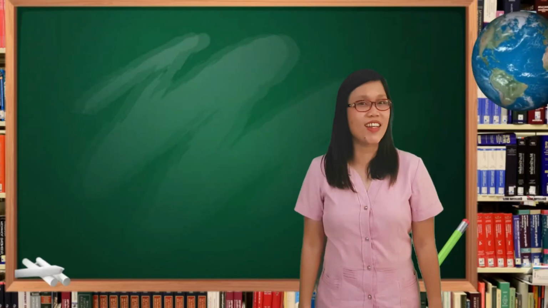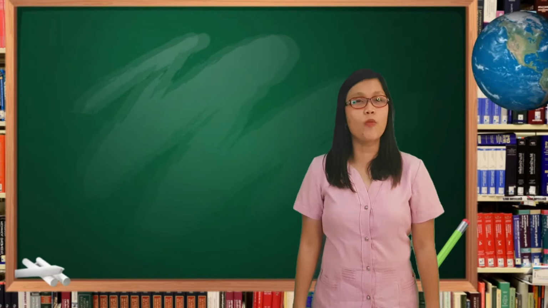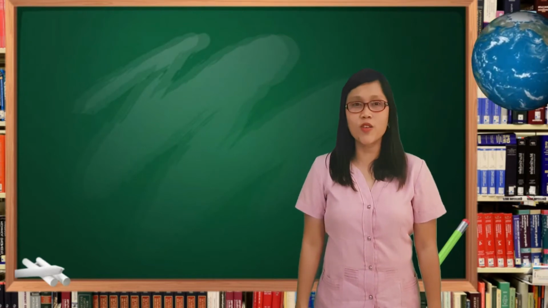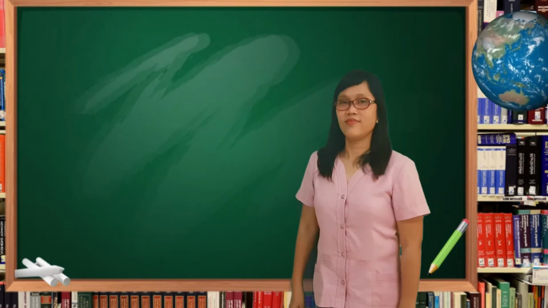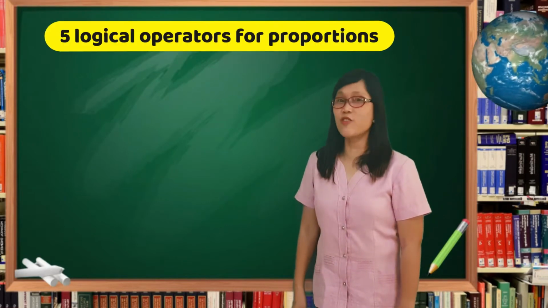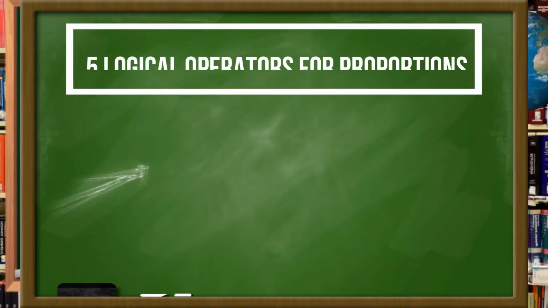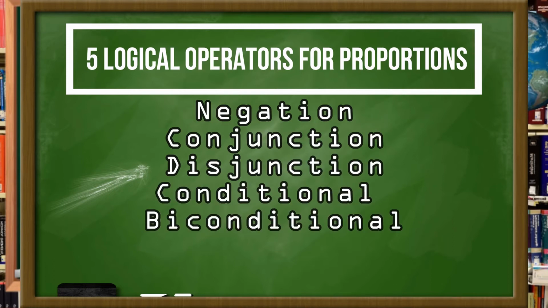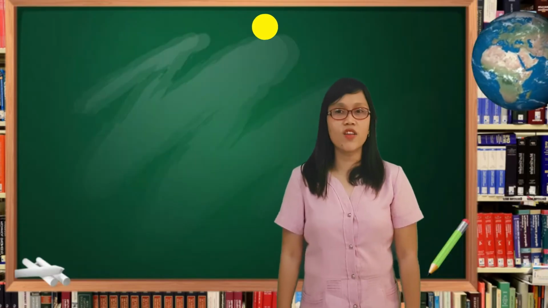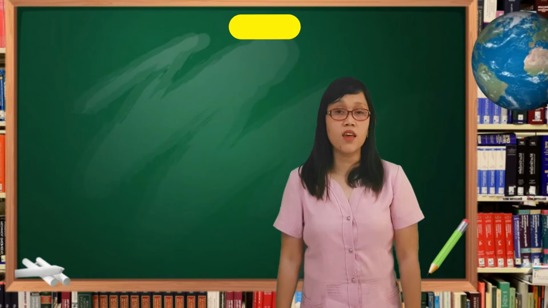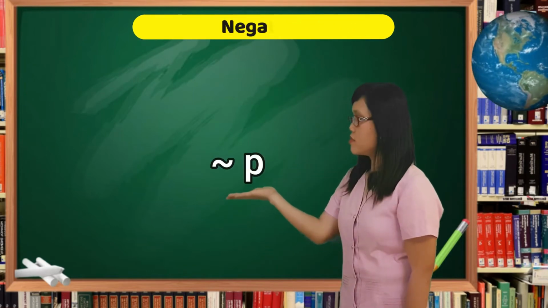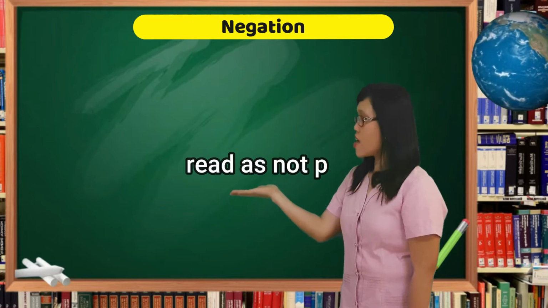Nice job! Well done, grade 11 students! Now you're ready to learn the operations of propositions, also known as the logical operators. Don't you know that there are 5 logical operators for propositions? We have negation, conjunction, disjunction, conditional, and biconditional. The negation of a proposition P is denoted by this symbol. This is read as not P.